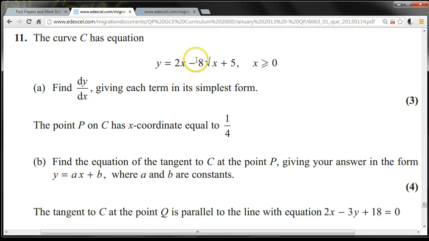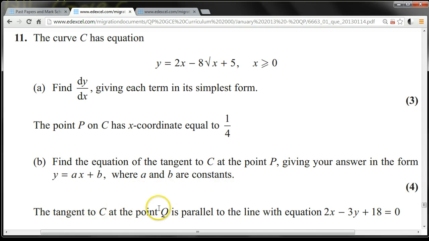The curve C has this equation here, for x bigger than or equal to 0. Find dy dx, giving each term in its simplest form. The point P on C has x coordinate equal to a quarter. Find the equation of the tangent to C at the point P, giving your answer in the form y equals ax plus b, where a and b are constants.